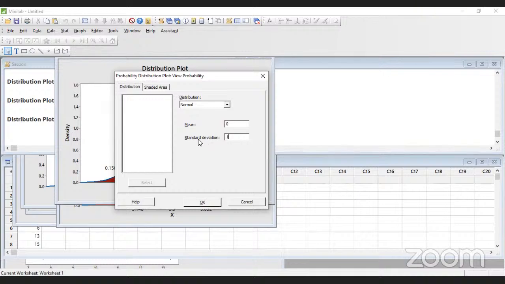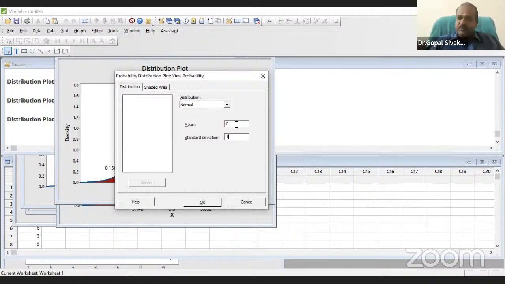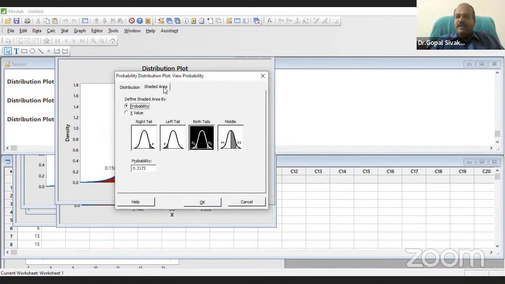Something like that. When your mean becomes 0 and standard deviation becomes 1, the normal distribution will be renamed as standard normal distribution. Clear? Do you want to see how the standard normal distribution will be? You want to see the God? Yes, right? So let me show you the God.